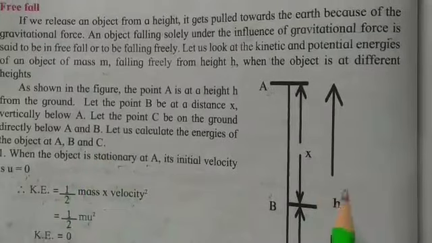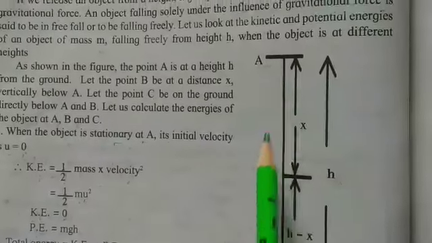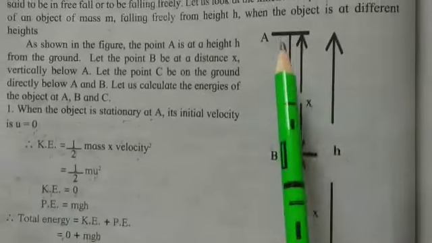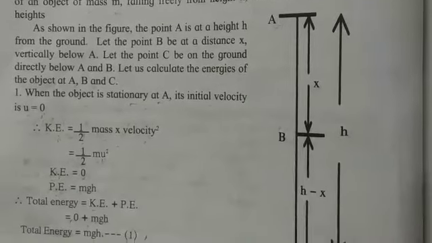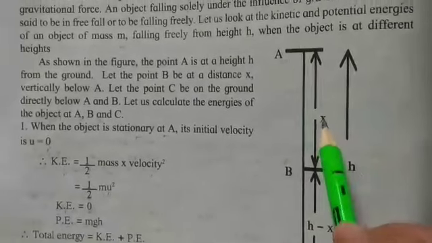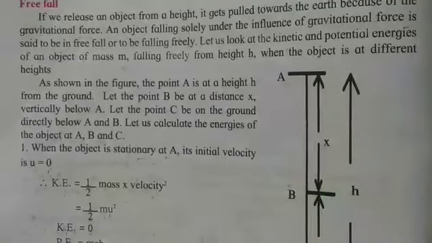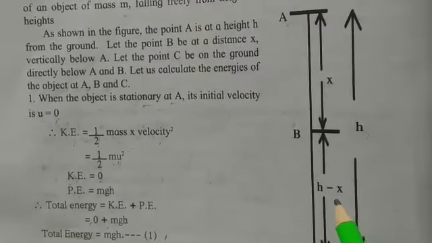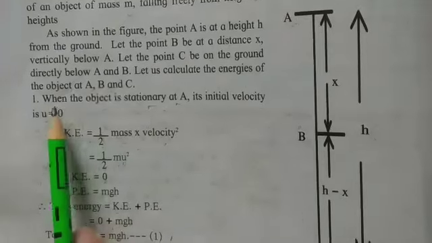Now see in this figure, this is the point A, B and point C. Now this point A is from the ground. This is the ground. From the ground it is at height h. Now from A to B the height is x. And from C to B the height is h minus x. Now look here.